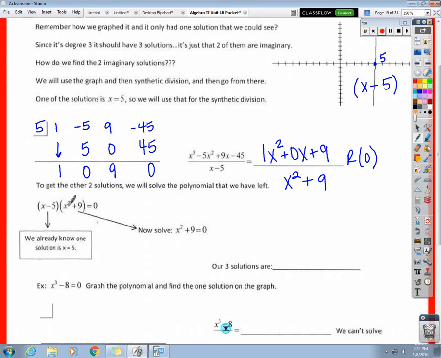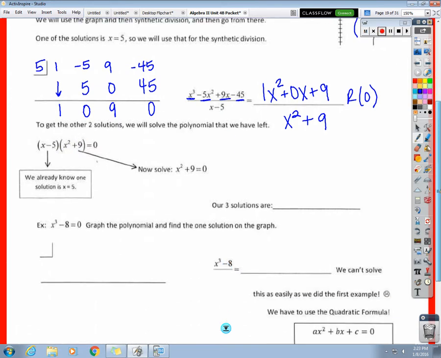Now let me show you why those are the factors. Look at this. X times x squared is x cubed. X times 9 is 9x. -5 times x squared is -5x squared, and -5 times 9 is -45. Now, had I just shown you this, would you have known how to get it to the factors? No, that's why we needed synthetic division. Synthetic division allowed us to know the second factor.